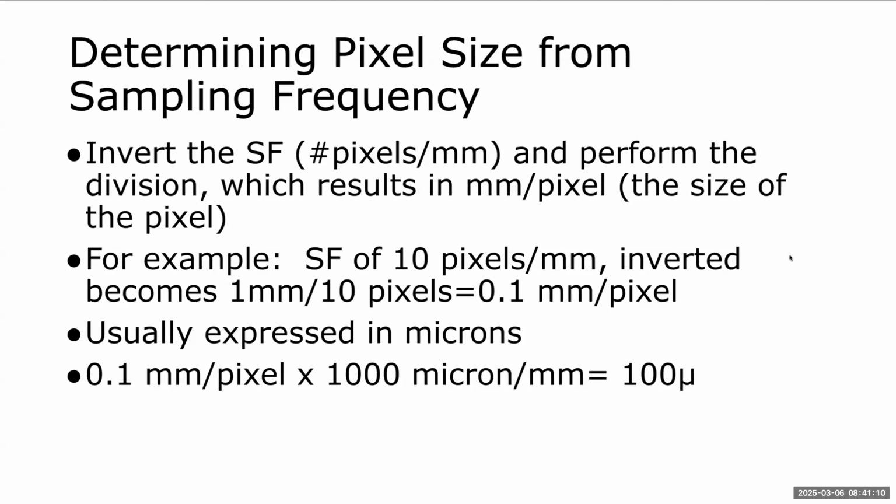So how big is each pixel? You just do that division, 1 divided by 10, and that will give you 0.1 millimeter per pixel. If you expressed that in microns, then it would be 0.1 millimeters times 1,000, because there's 1,000 microns in 1 millimeter. So it would equal 100 microns. That would be the size of the pixel.